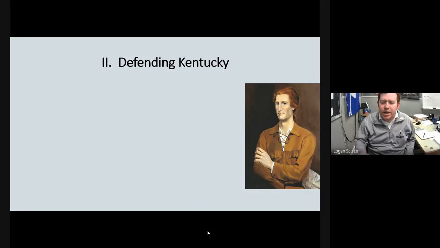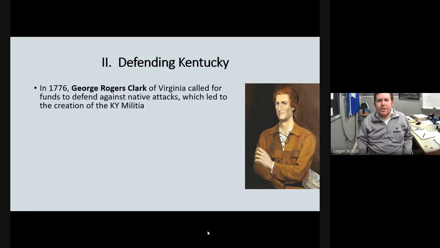So the defense of Kentucky went through several different phases, and in fact included Lincoln County to a degree, which we'll talk about. A lot of the defense of our region came at the behest of the guy pictured here, this red-haired guy, George Rogers Clark, who was from Virginia.